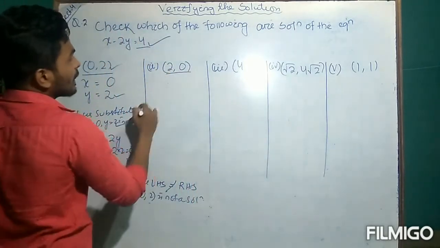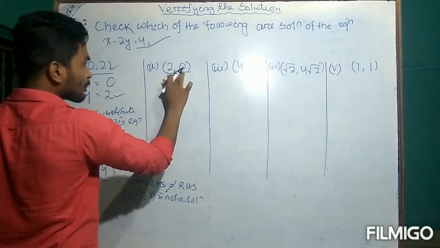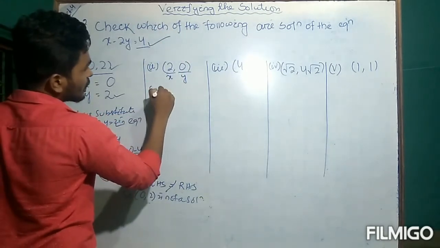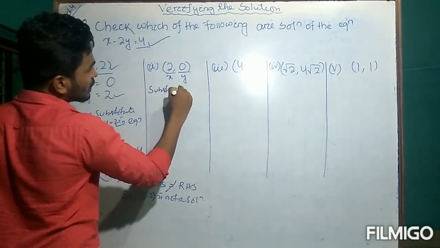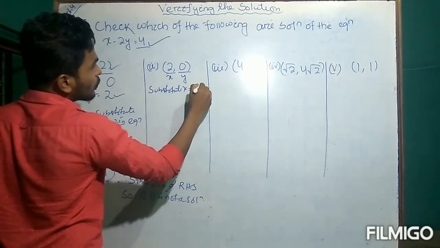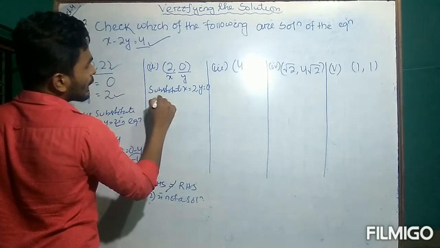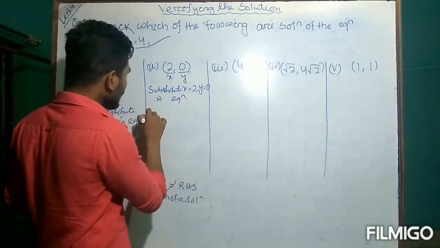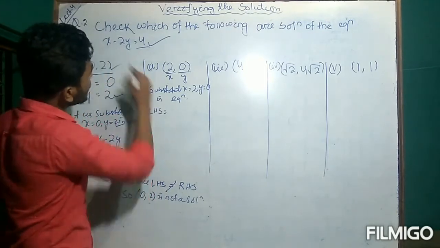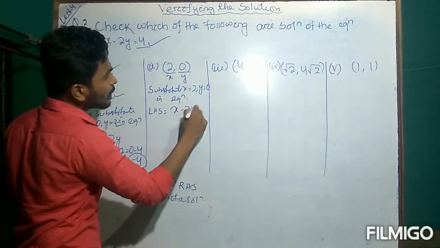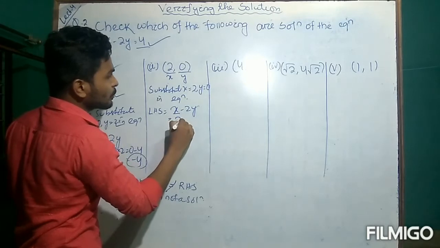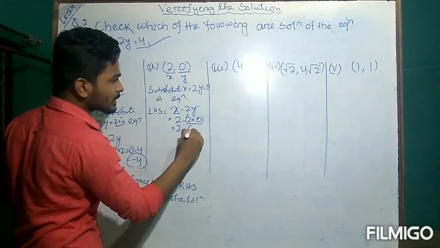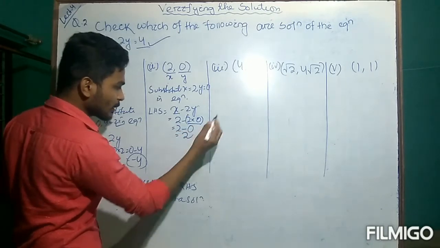Here you have x to be 2 and y to be 0. So substitute x to be 2, y to be 0 in the equation. Let's find LHS. So here LHS will be how much? x is 2 and 2 into y is 0. So 2 minus 2 into 0 is how much? 0. 2 minus 0 is 2.